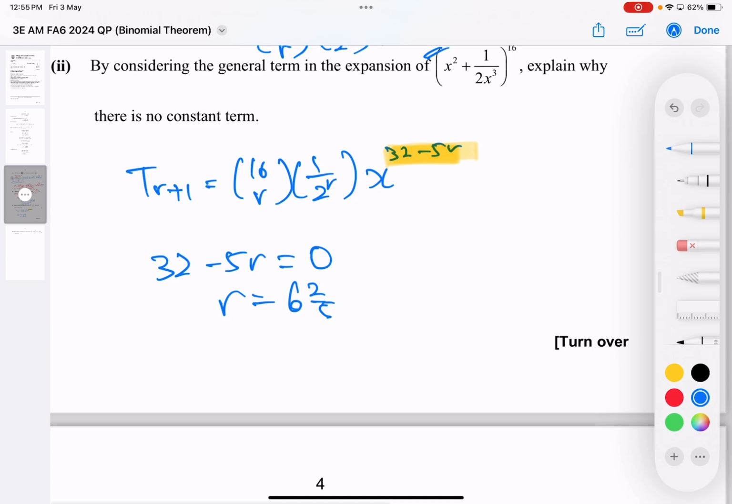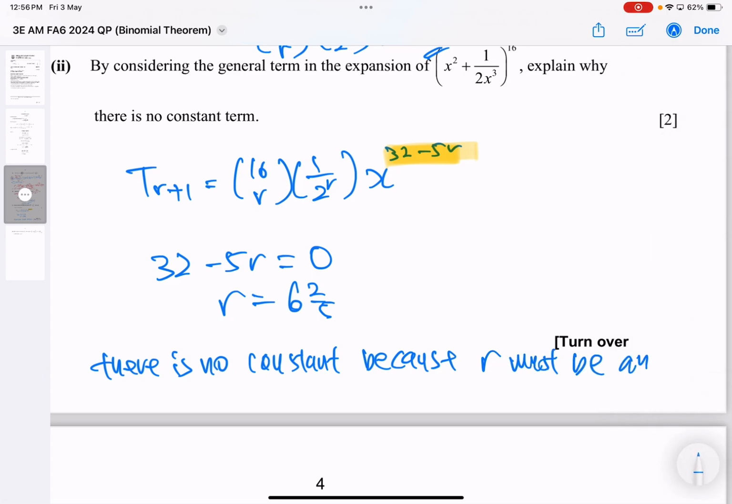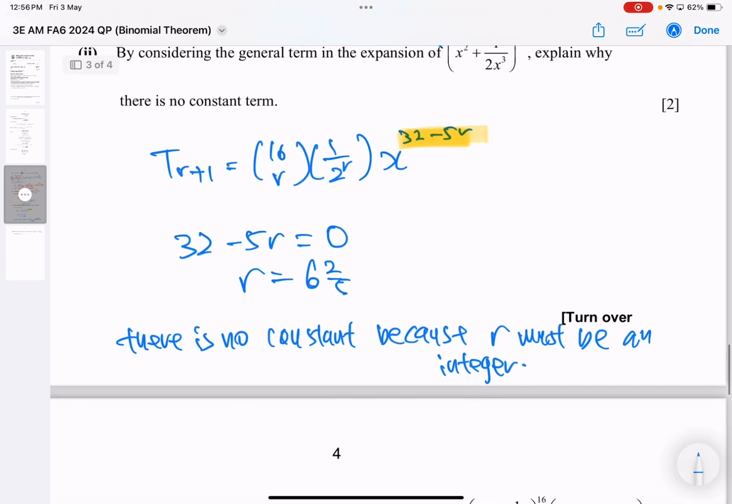Okay? Can you please take note? There is no constant term because r must be an integer. Okay, I will go a bit faster, just the last part, because I think some of you got to go off already. So, there is no constant term because r must be an integer.